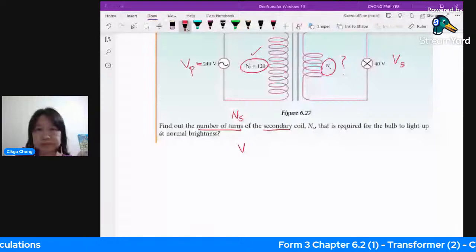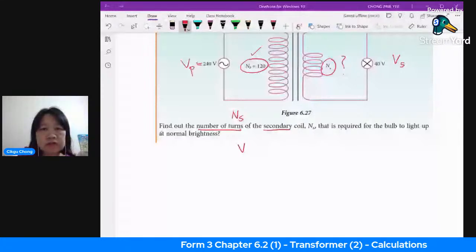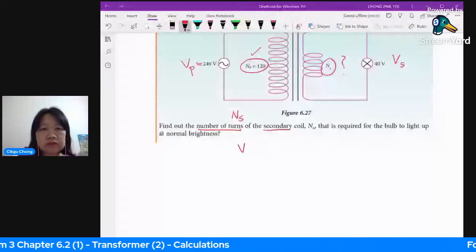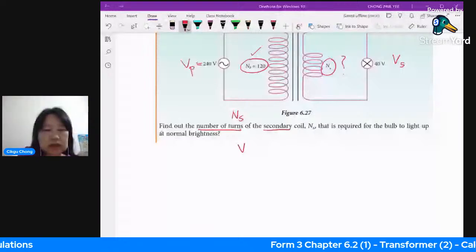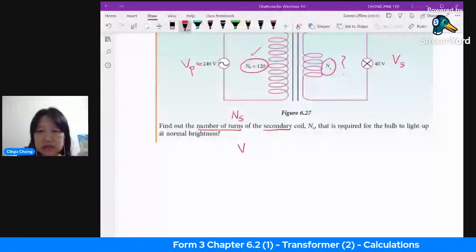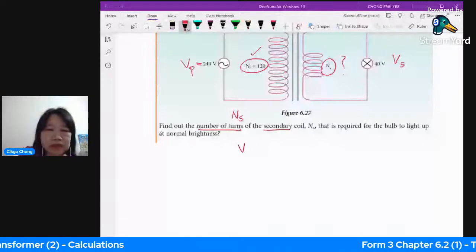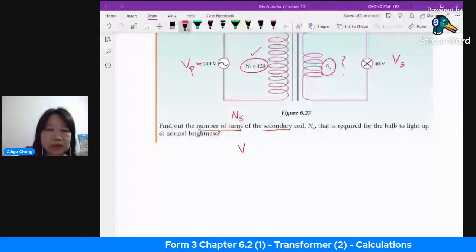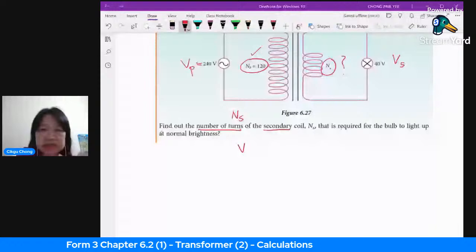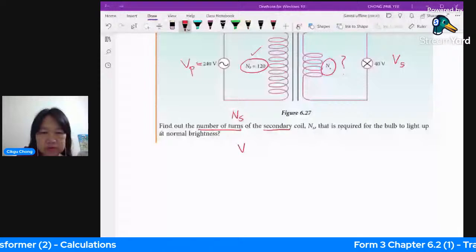What values do you have now? Your VP is on this side, 240, divided by VS. VS is this side, which is 40. Okay, correct. NP is still clearly given to you. NP equals 120, divided by NS. NS is what you want to find out, so you cannot change it with anything. Just leave it as NS. This is your unknown. Okay, so let's concentrate on this first.